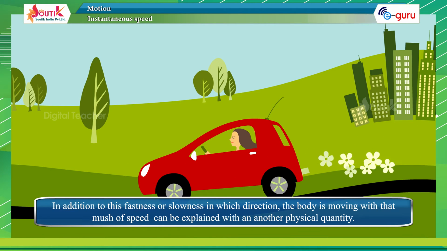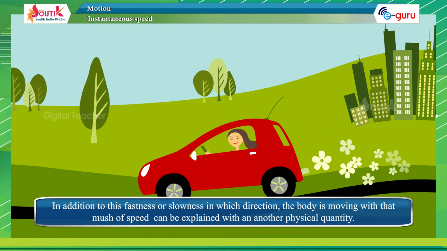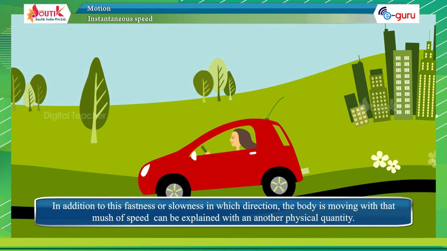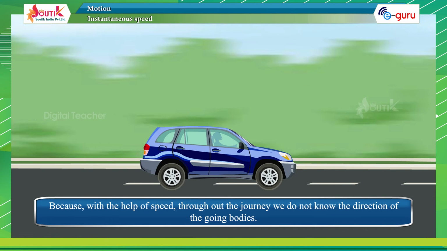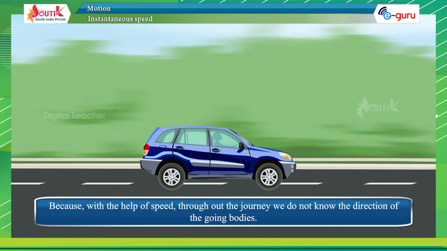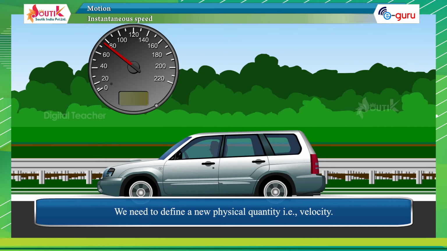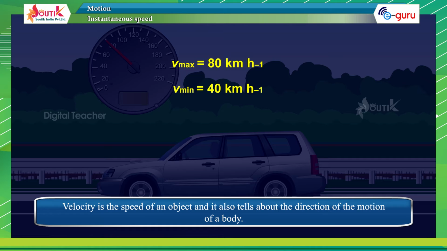In addition to this fastness or slowness, the direction in which the body is moving with that speed can be explained with another physical quantity, that is velocity. Because with the help of speed alone, throughout the journey, we do not know the direction of the moving bodies. We need to define a new physical quantity, that is velocity. Velocity is the speed of an object, and it also tells us about the direction of the motion of the body.